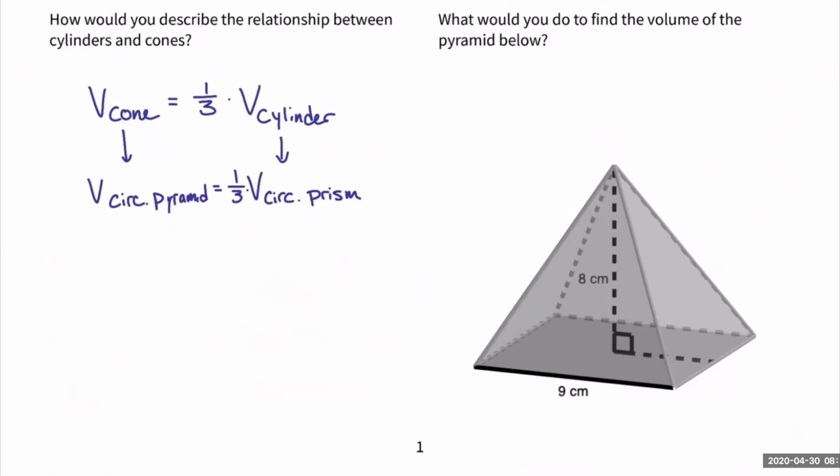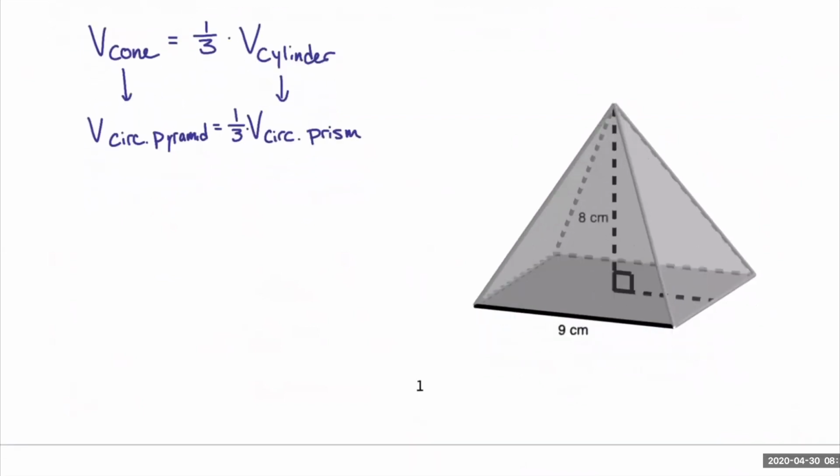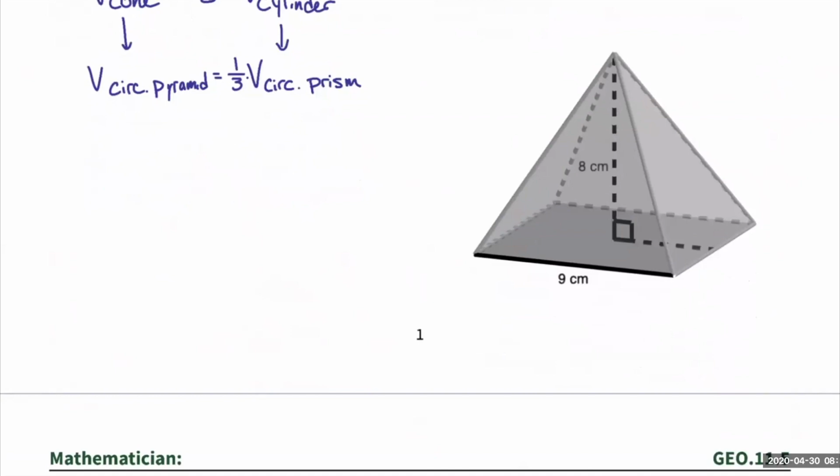And really then, we should be able to just make some swaps on what shape base we have, right? There's no reason that it needs to be a circular pyramid. We could have a triangular pyramid, we could have a pentagonal pyramid, right? Really any pyramid at all. So the volume of a pyramid is equal to 1/3 the volume of the prism with the congruent base and same height.